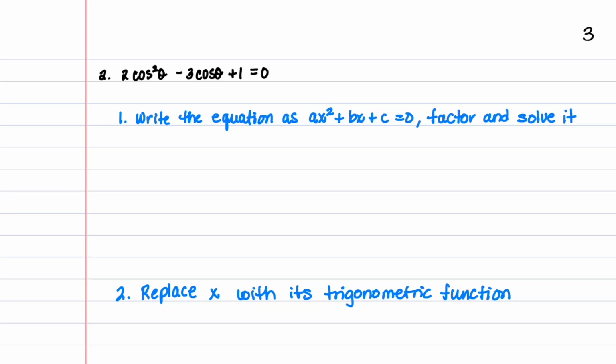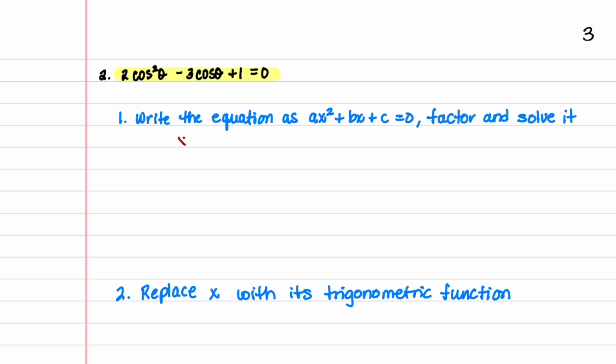In this video, I'm going to show you exactly how to easily find all solutions to this trigonometric equation, and then we'll find solutions in the interval from 0 to 2 pi. We're going to solve the equation 2 cosine squared theta minus 3 cosine theta plus 1 is equal to 0.